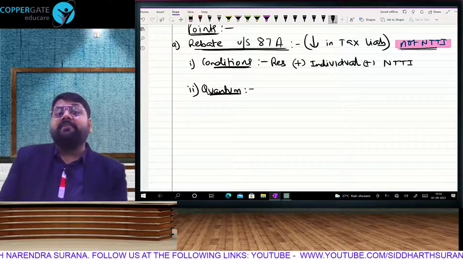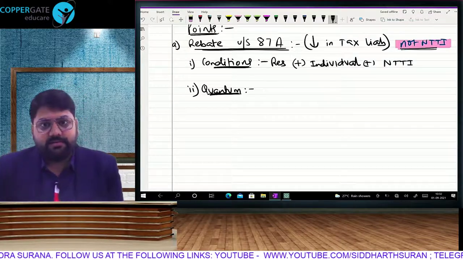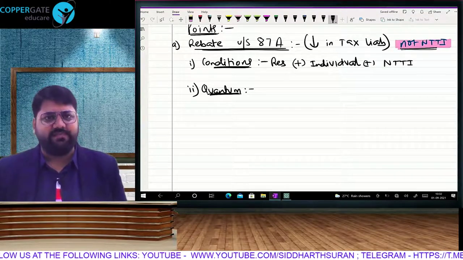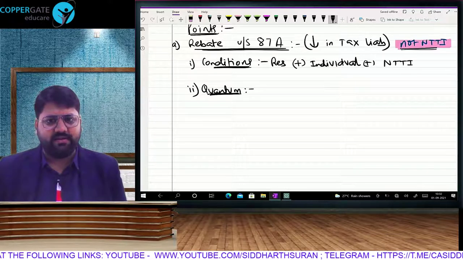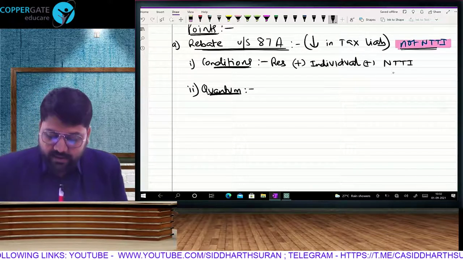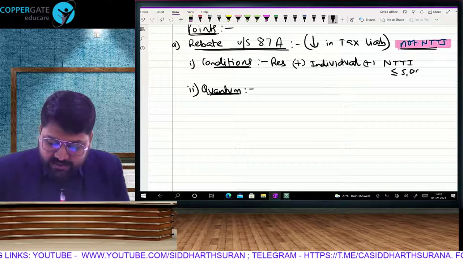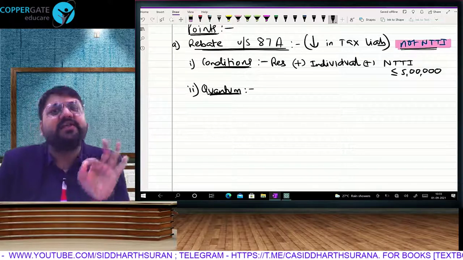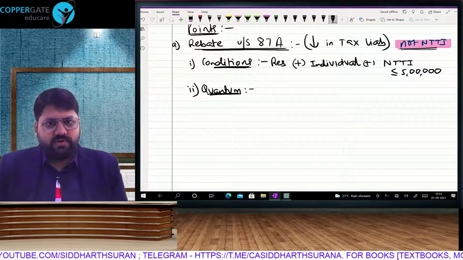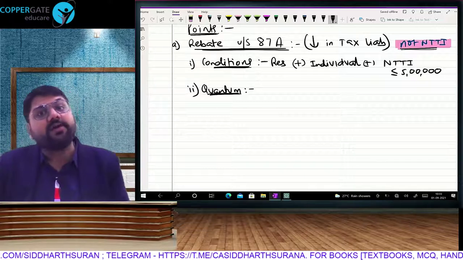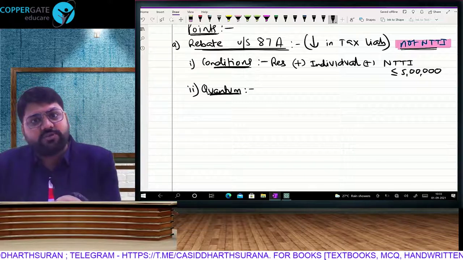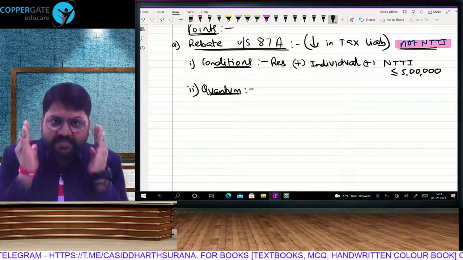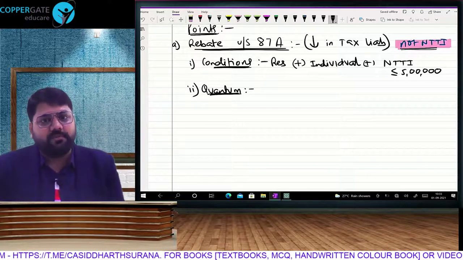These are things that matter and people don't pay attention. Out of habit, people say rebate is available if income is less than 5 lakh. That means you don't know that rebate is available if income is less than, not less than, but less than or equal to 5 lakhs, not greater than 5 lakhs. Not greater will also cover less than and equal to. In conclusion, if my income is exactly 5 lakh also, I am still going to be eligible for rebate.